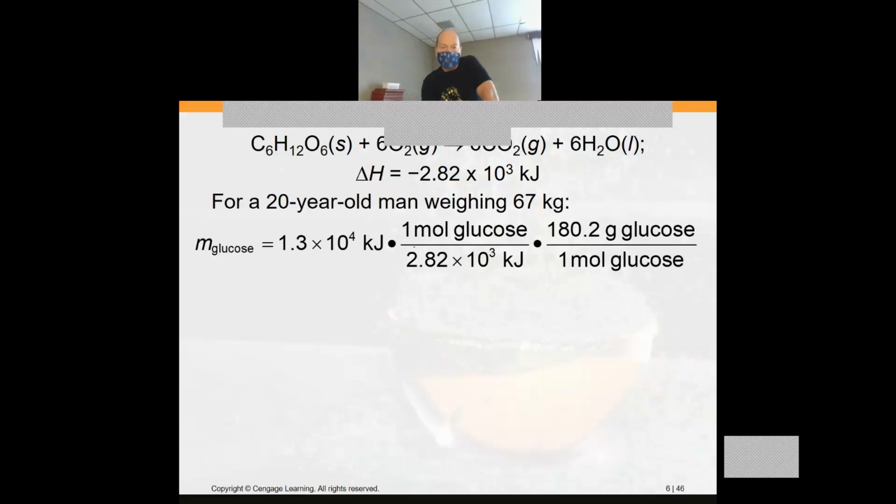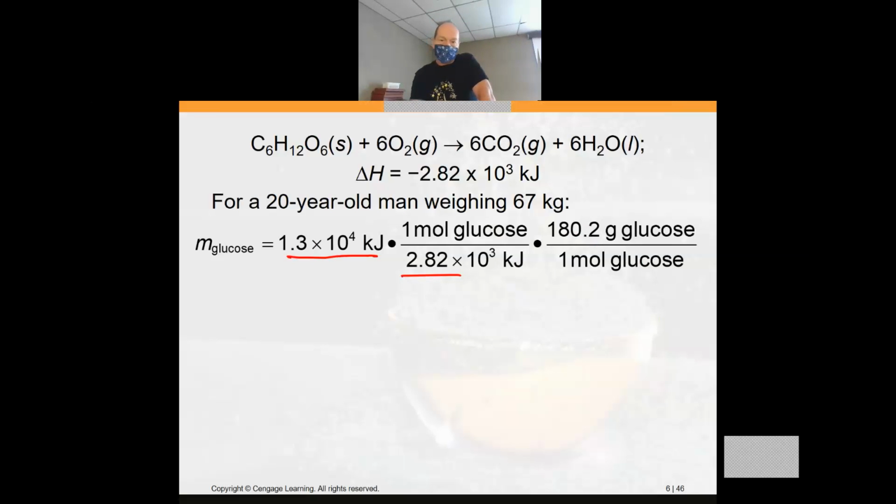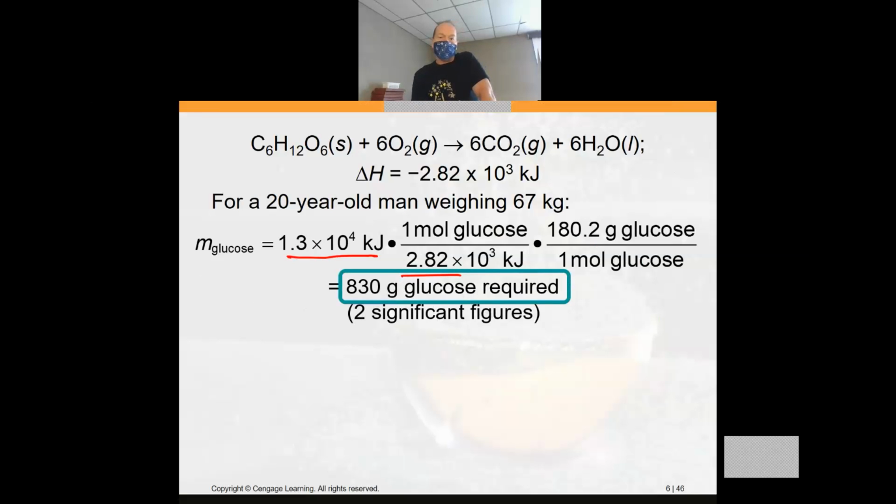All right, so for the 20-year-old man, that is the energy required. We get 2.82 times 10 to the third kilojoules for every mole of glucose. There's the molar mass of glucose, 180.2. And when you push the buttons, you get 830 grams of glucose required. So this is 2 sig figs, so it should be written as 8.3 times 10 to the second grams of glucose.